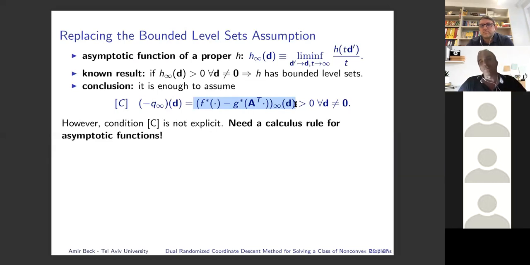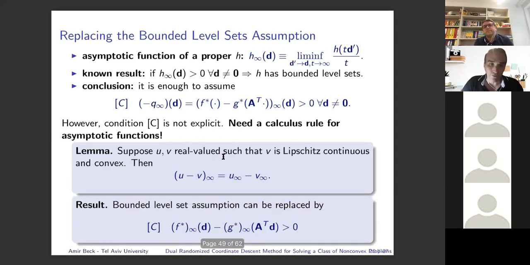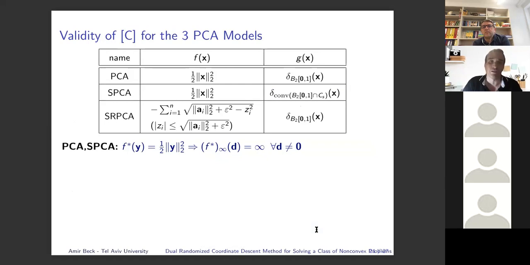But I just replaced one unverifiable condition with another unverifiable condition, because what is the asymptotic function of a difference of two convex functions? I don't think there is a general calculus for the asymptotic function of the difference of functions, but we did find a calculus rule, though it has some assumptions. If u and v are real valued, such that v, the function that we subtract, is Lipschitz continuous and convex, then the asymptotic function of the difference is the difference of the asymptotic functions. Luckily for us, in our example, where v is G star of A transpose, it is Lipschitz. So yes, we can replace the bounded level assumption by this assumption, which is kind of explicit. And in all three PCA examples, it is satisfied. So for example, in PCA and sparse PCA, these were these examples.